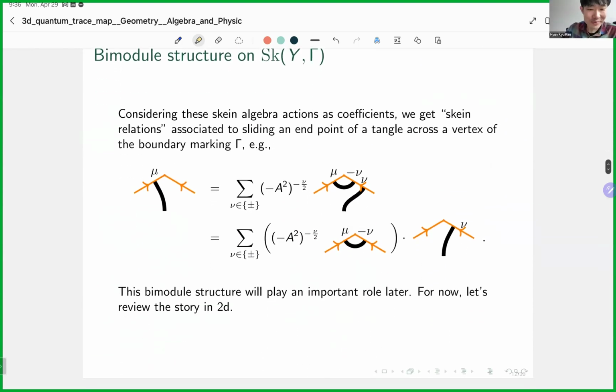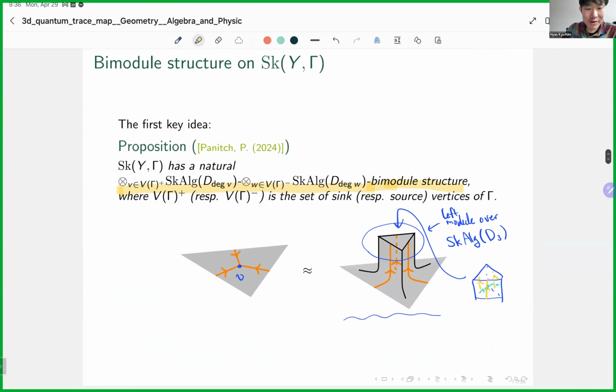I have a question. Oh, yes, go ahead. For the internal vertex of this graph, do you allow the valence to be 2? Yes. In that case, it would be a module over a skein algebra of a bigon. Yeah, it could be 1. It could be 2. It doesn't matter. Okay. Thank you.